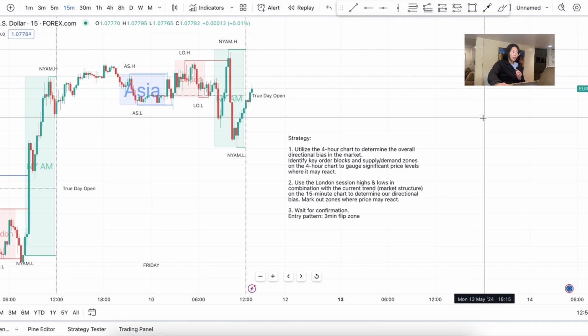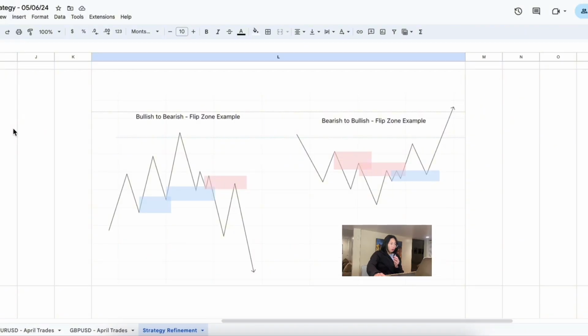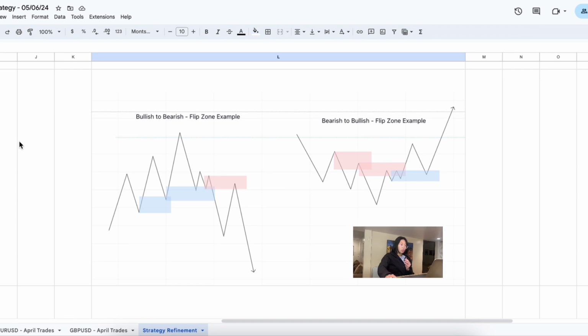Like I mentioned, I do want to refine the entry. Two entries that I saw a lot, or at least it felt like they were recurring, were the 3-minute flip zone and the liquidity sweep plus 1-minute change of character. Just to make sure we're on the same page, when I say flip zone, what I mean is this. A flip zone is pretty much a supply turned demand or a demand turned supply zone. I call it a flip zone because someone else called it that, but I don't even know if that's the right term. It's very similar to a support turned resistance and a resistance turned support level.